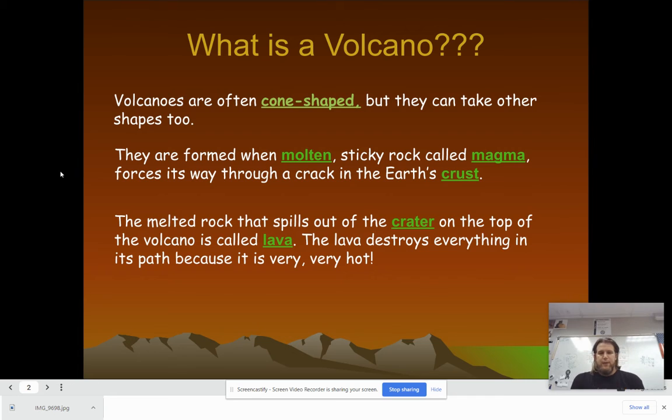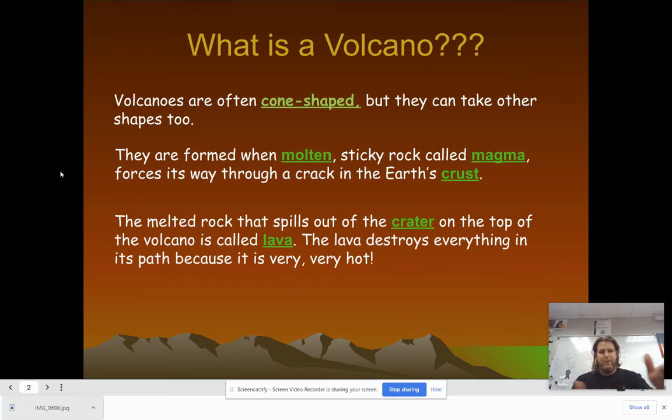So the melted rock that spills out of the crater on top of the volcano is called lava. So we have another word there, the crater, which is that indentation, that bowl part of the volcano. And so the lava destroys essentially anything in its path because it's very, very hot. Now, that being said, it's not going to instantly melt rock that it touches. You know, it'll heat it up. It will contact metamorphose some rocks. All right, we're pulling in some stuff we learned before, but it doesn't necessarily just obliterate those rocks.